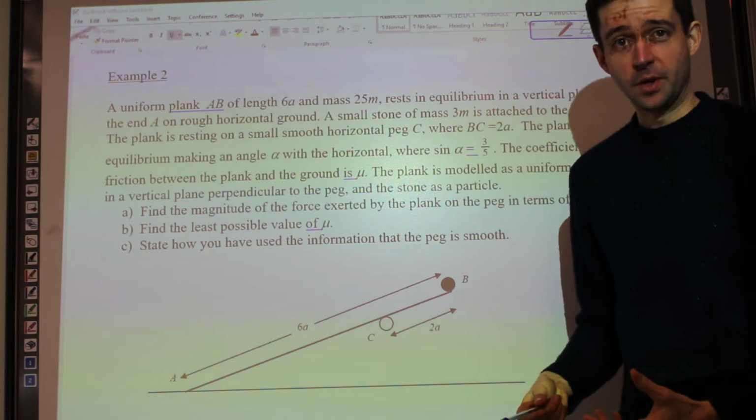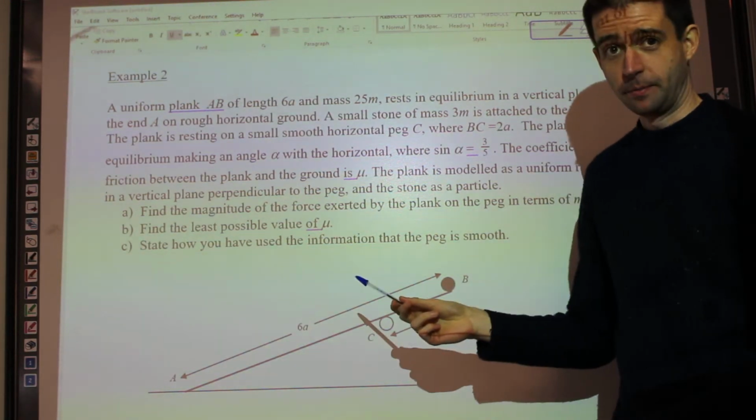Today we're going to be looking at the second example of statics of rigid bodies. If you haven't watched the first one, you need to go back and watch the first one before you look at this one. Here we go.